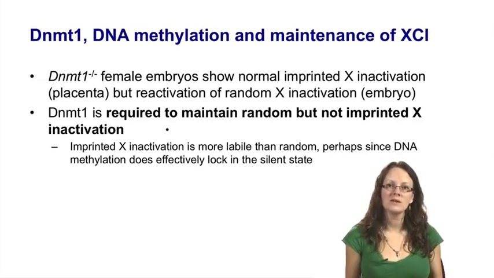And so we know DNA methyltransferase 1 is this maintenance methyltransferase which helps ensure mitotic heritability of DNA methylation. So potentially imprinted X inactivation, which doesn't involve Dnmt1, is perhaps more labile for exactly that reason, because it doesn't involve DNA methylation.